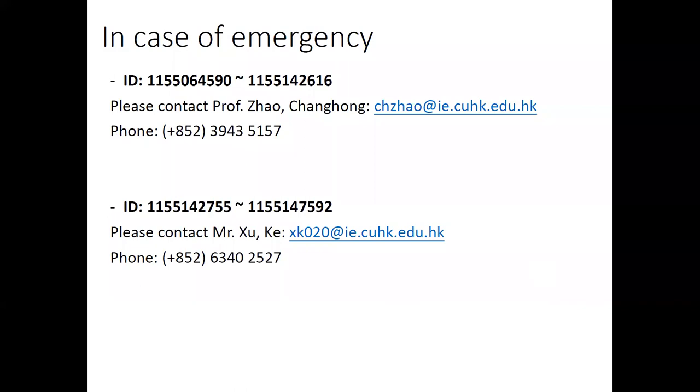Again, I leave the emergency contact. Look at which region of your ID falls in, and contact the corresponding person if you have an emergency problem, such as not being able to connect online and so on. Okay.